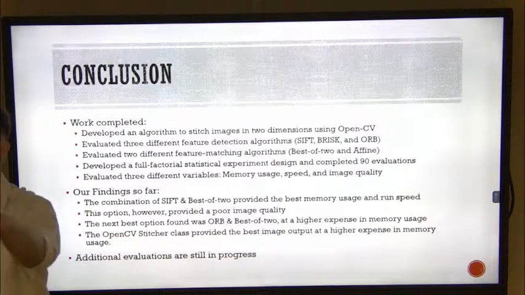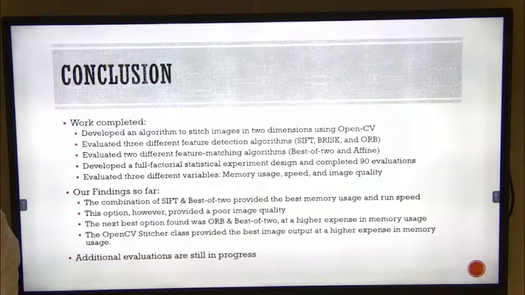For the conclusion, the work we completed this semester: first, we deployed a method to stitch images in 2 dimensions using OpenCV. Then we evaluated 3 different feature detection algorithms, SIFT, BRISK, and ORB. And we evaluated 2 different feature matchers, best of 2 and affine. And we deployed a full factorial design to do this experiment.